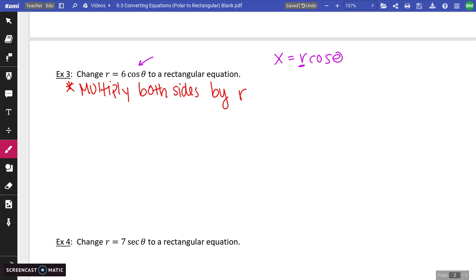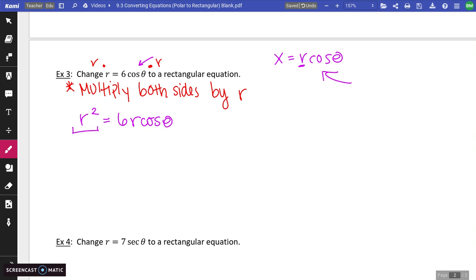Okay, so I need to get an r on the right side. To do that, I'm going to multiply both sides by r. So now my equation will be r squared equals 6r cosine theta. Right? I can change the order of the multiplication so it matches the formula I'm used to seeing.